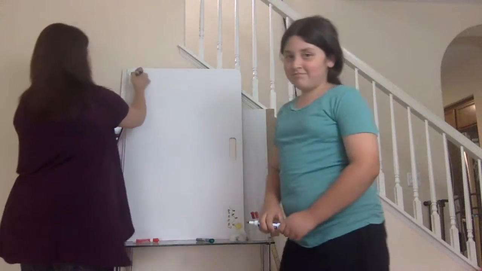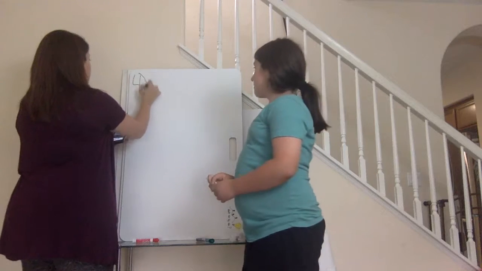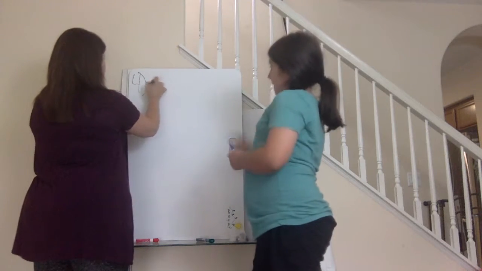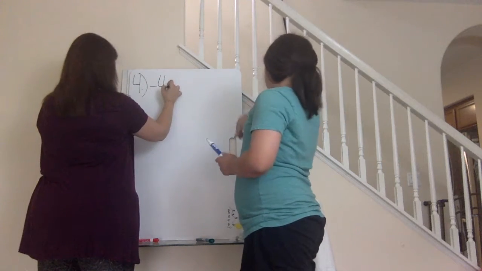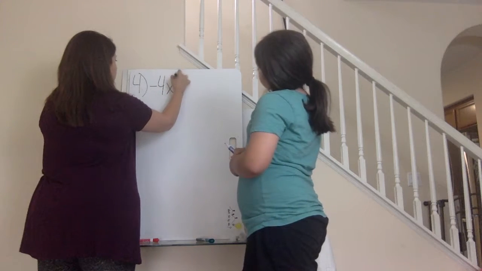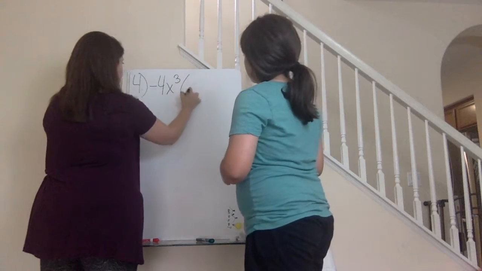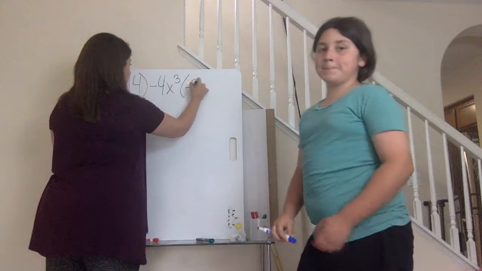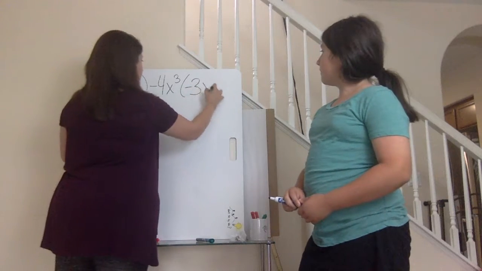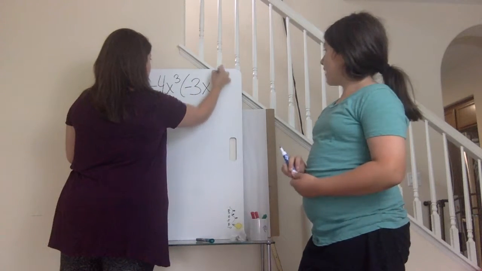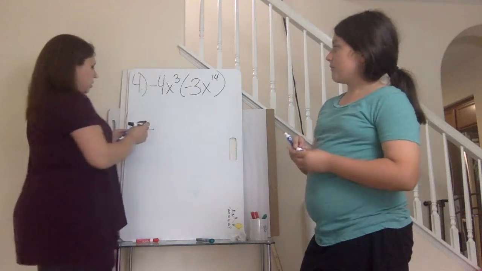Oh. All right, question number 4. I have negative 4 x to the 3rd, times negative 3 x to the 14th. Negative 3, yeah.